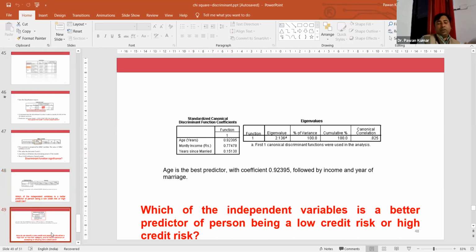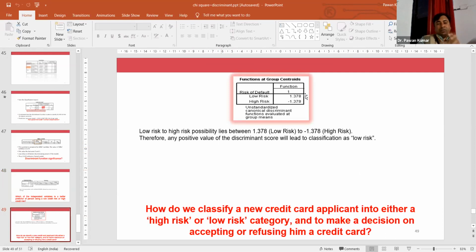Okay. Next, you are going to have one more table with you. You can see the functions at group centroids. Actually, the discriminant algorithm classifies on the basis of the centroid. Negative means high risk and positive means low risk. Whenever the function is positive, like 1.378, it determines that this is low risk of default. When it is negative, it means high risk of default.